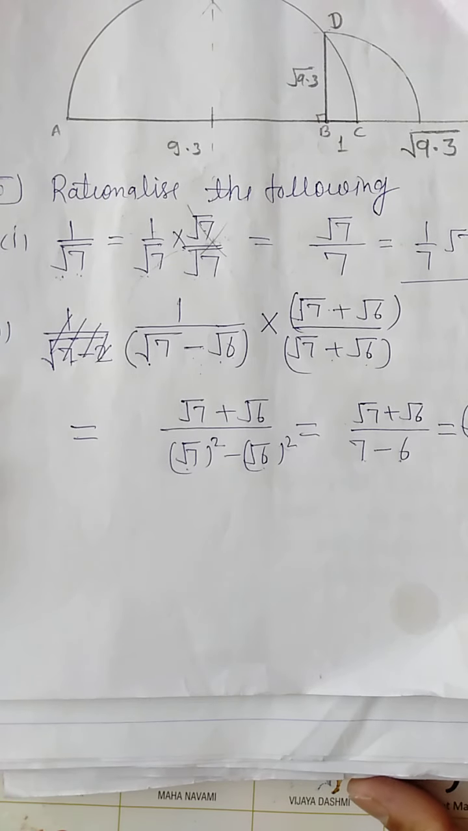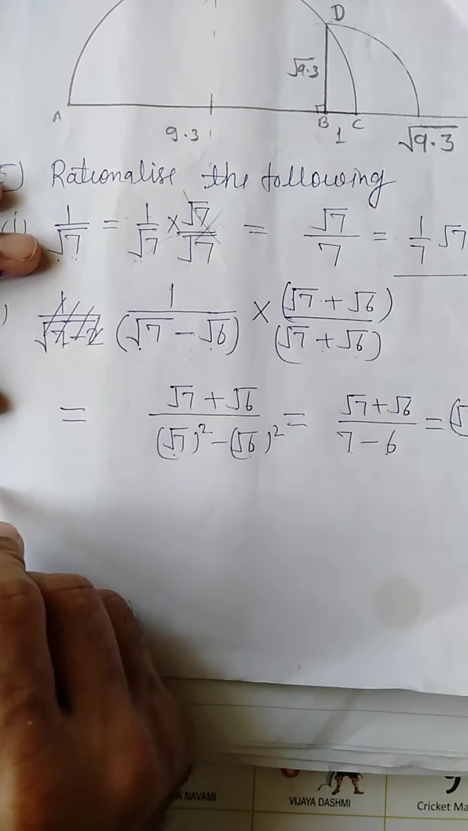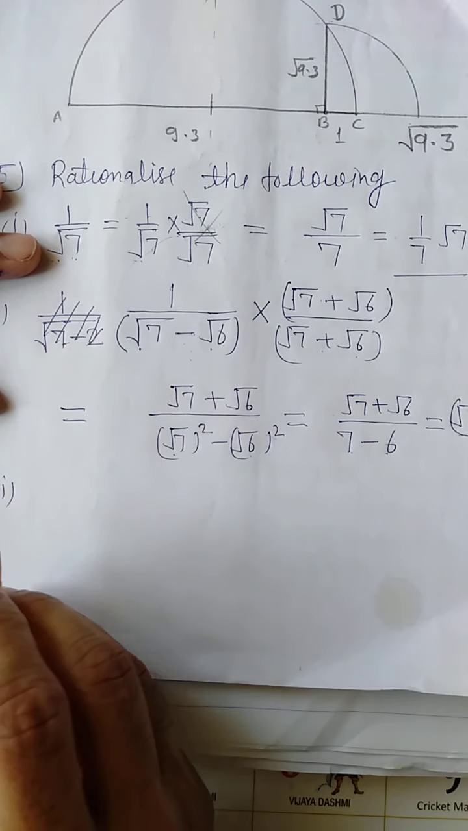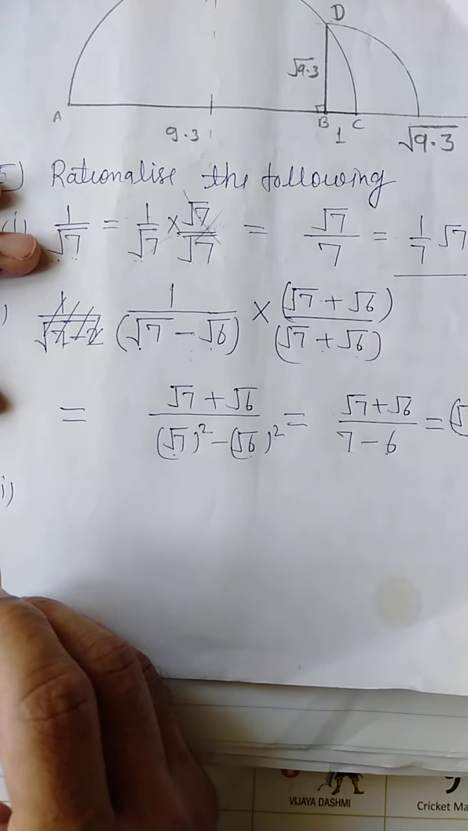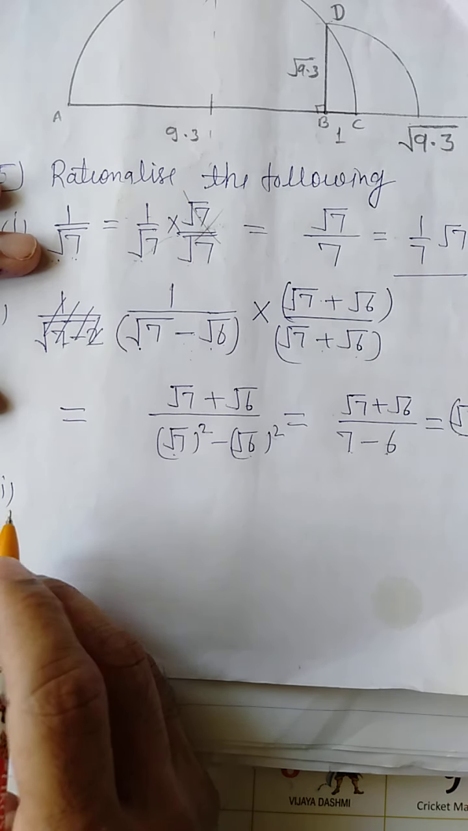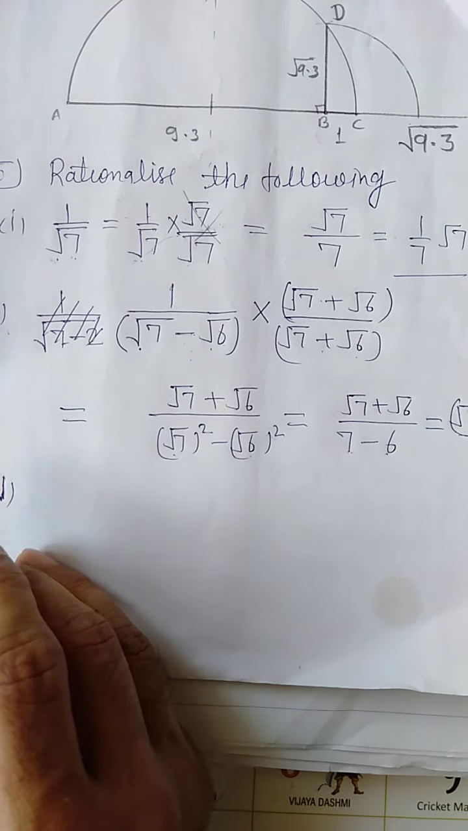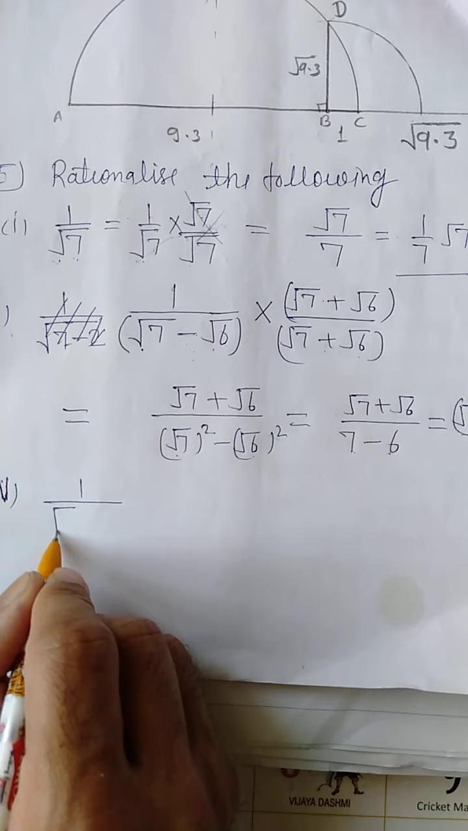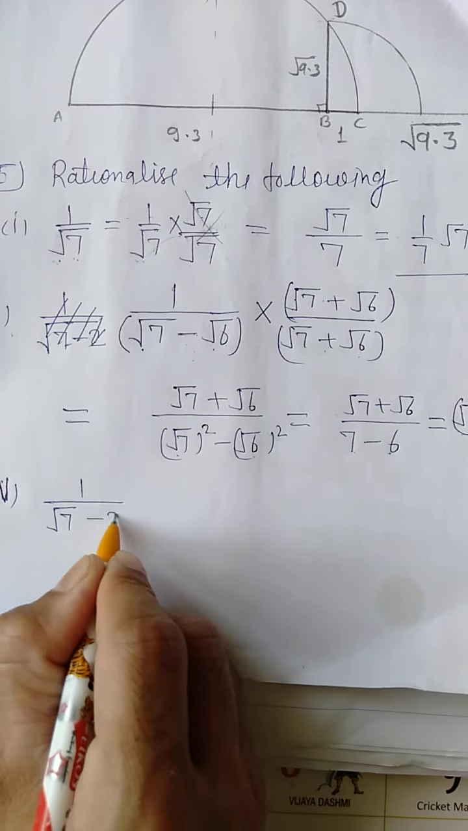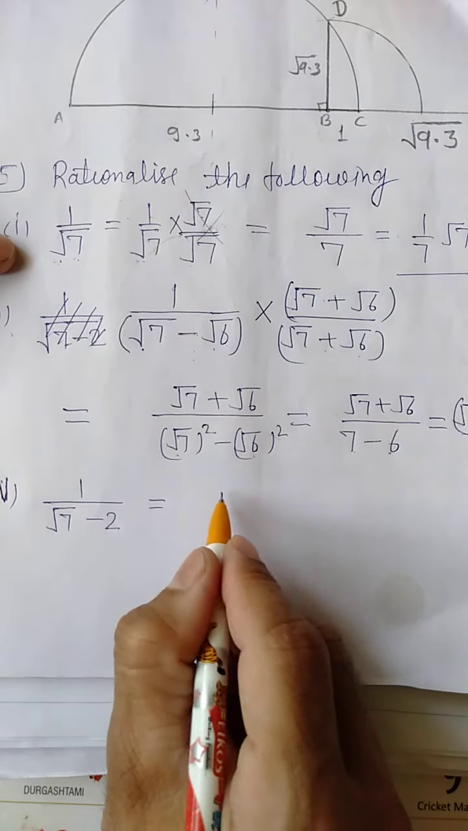One more I am doing here, and the rest you will try to do. One will be left only. This is number 3. You have to multiply it with the opposite sign. I will do number 4, okay. The third is the same as the second one. The fourth one I am doing: 1 upon root 7 minus 2. This is given. Okay, so we will do the same.